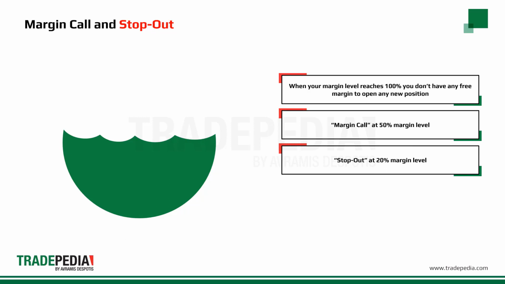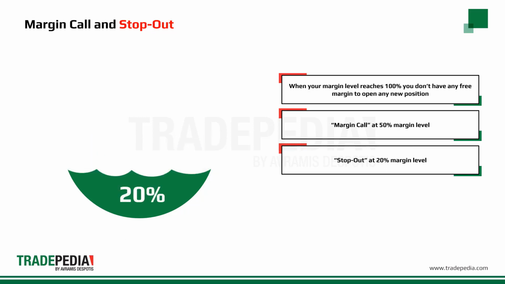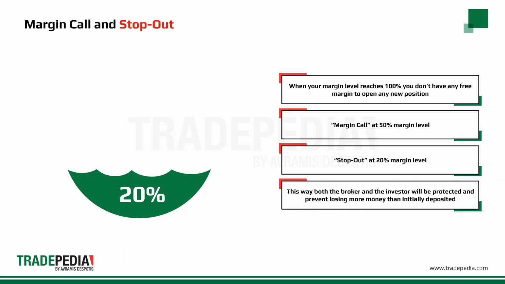If your position keeps losing and your margin level drops to 20%, your account will be stopped out automatically by the broker and positions will be closed to return the margin level to 100%. This way, both the broker and the investor will be protected and prevent losing more money than initially deposited into the account in normal market conditions.